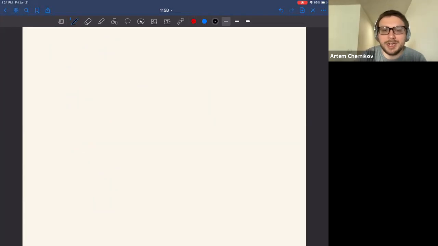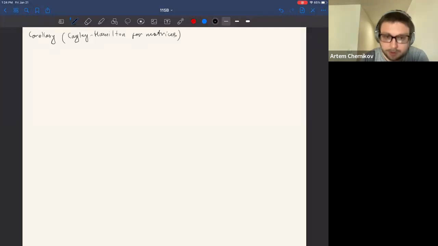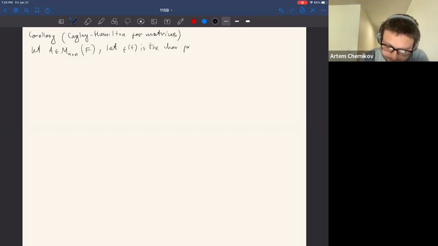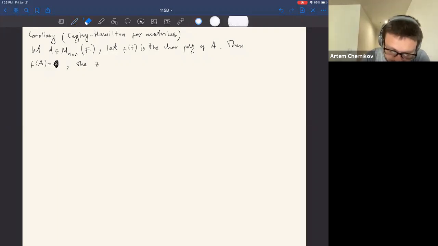Next, as promised, we have, as usual, an analog for matrices. Let's call it a corollary. We can refer to this as the Cayley-Hamilton theorem for matrices, as opposed to linear operators. It's essentially the same. Assume you have a square matrix A over F, and assume that f of t is the characteristic polynomial of A. Then we have that f of A is equal to 0. Here 0 is the 0 matrix, the n by n 0 matrix, to be completely precise.